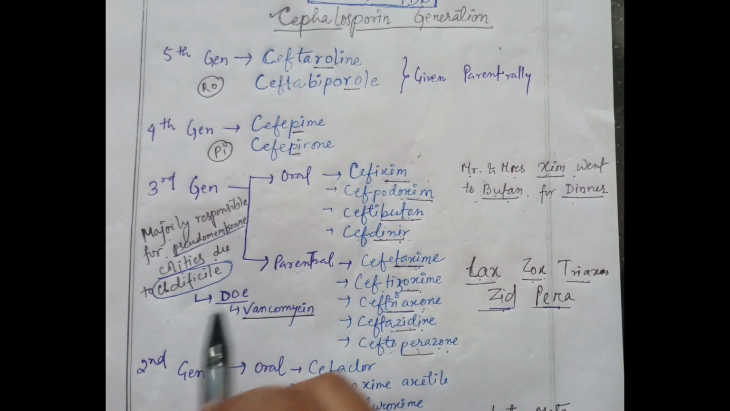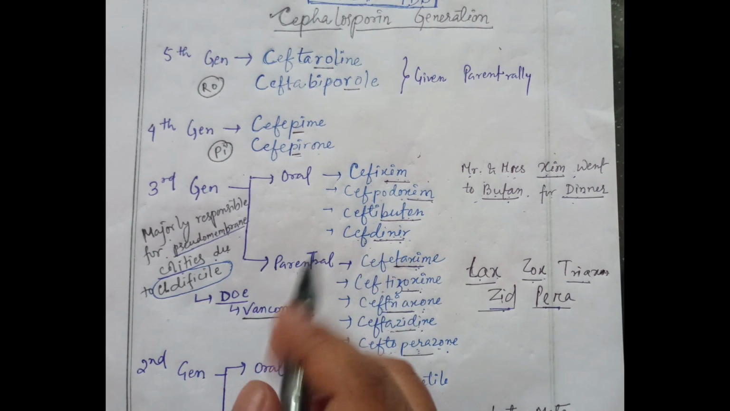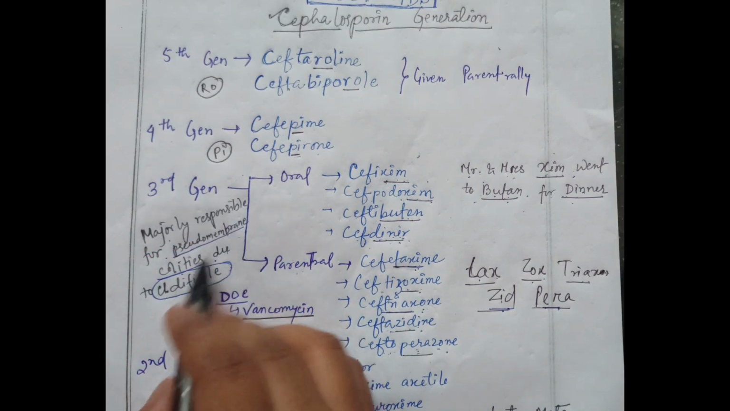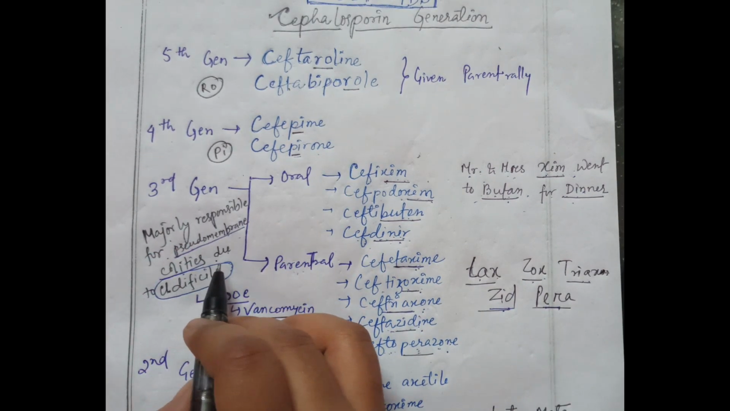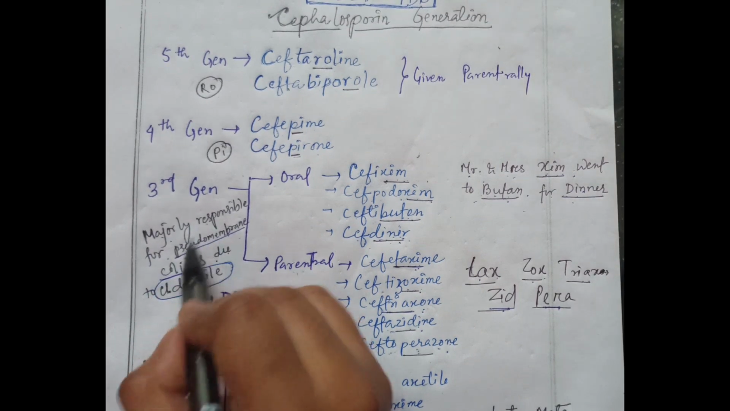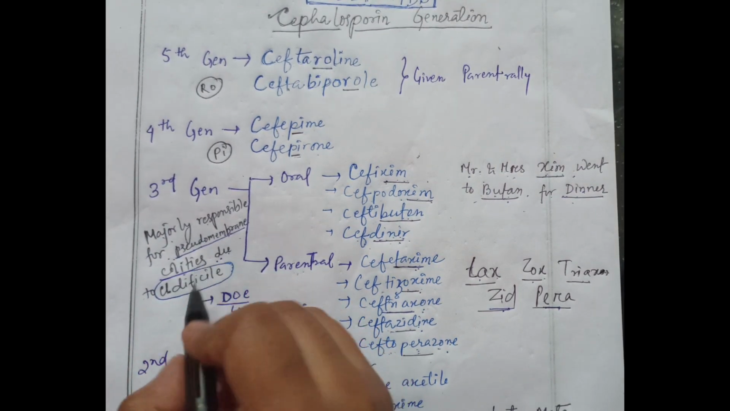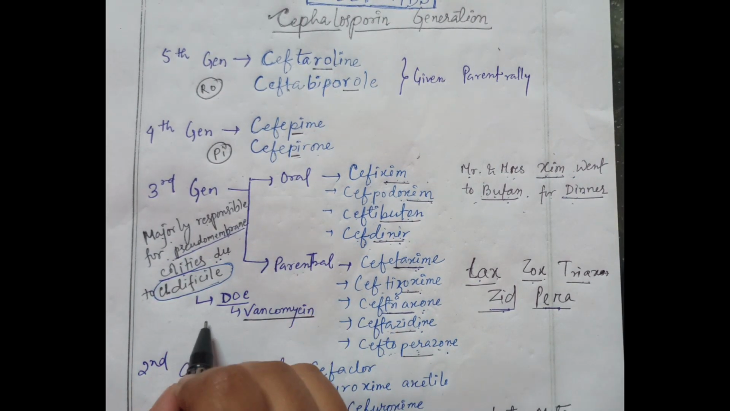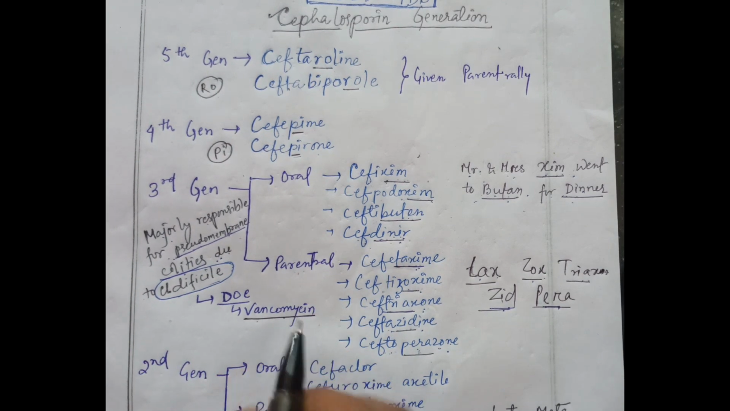So one very important question they frequently asked in NEET MDS. Mainly the 3rd generation is responsible for pseudomembranous colitis. The major cause of pseudomembranous colitis is Clostridium difficile, and for this the drug of choice is vancomycin.